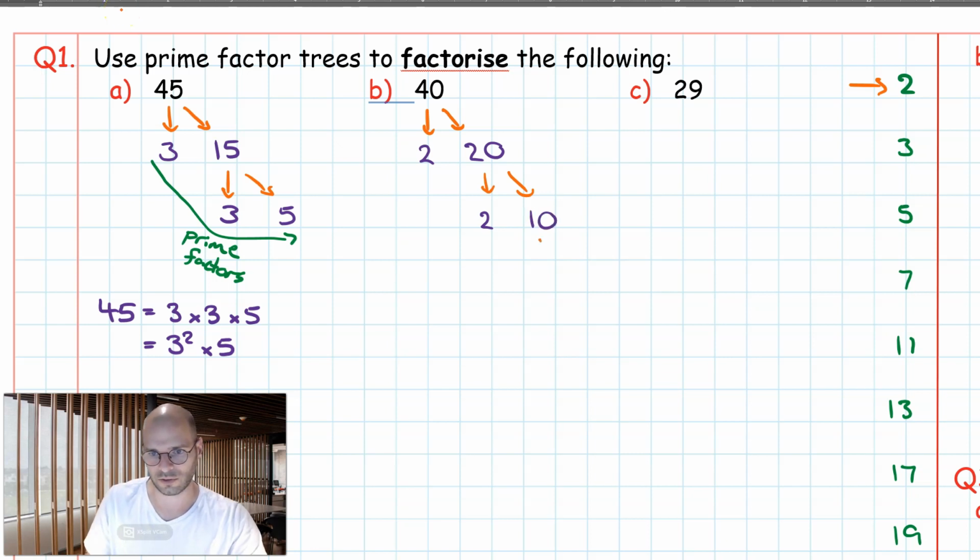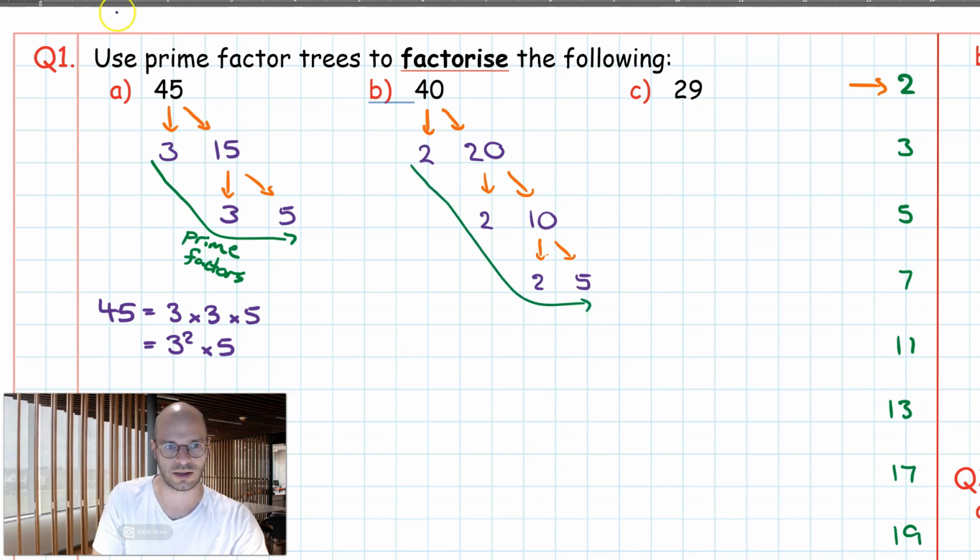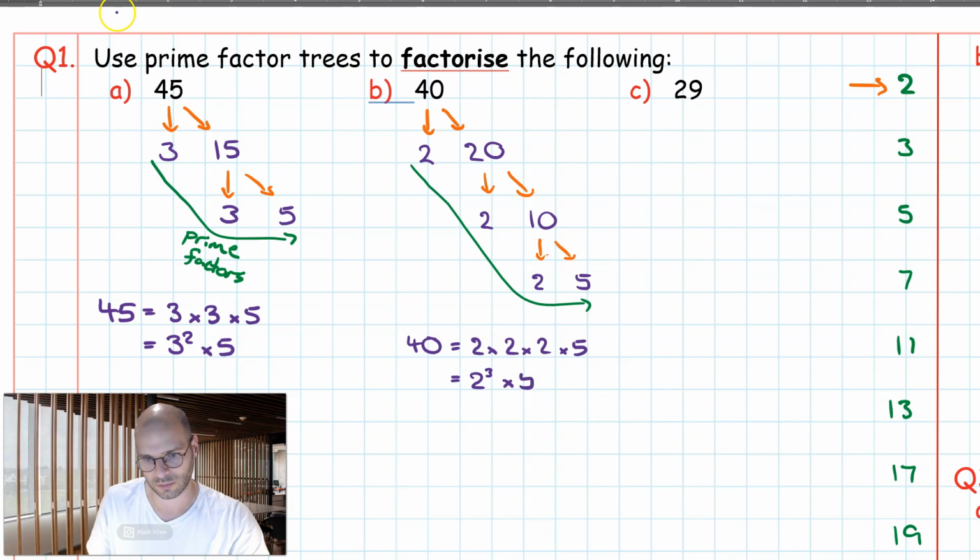Again, can I divide 10 by 2? The answer is yes. I get 2 and 5. And because 5 is a prime number on my prime list, I know I can stop from here. So my factors for 40 are 2 by 2 by 2 by 5, which can be rewritten as 2 to the power of 3 times 5.